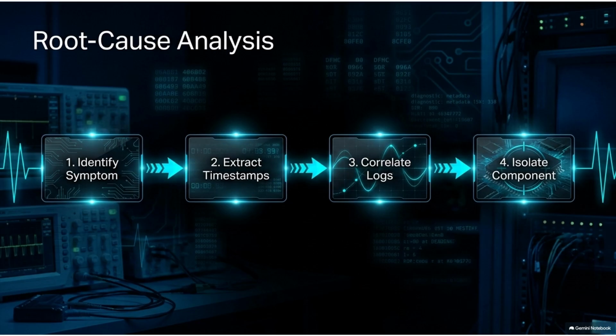When a test fails, we perform something called RCA, which stands for root cause analysis. To find the exact technical reason, we follow four clear steps. First, identify the symptom, then extract the timestamps, and then correlate the logs across our system, sometimes requesting manual testing. Then we isolate the component at fault. We do not stop until the timing is aligned with the proofs that are there.